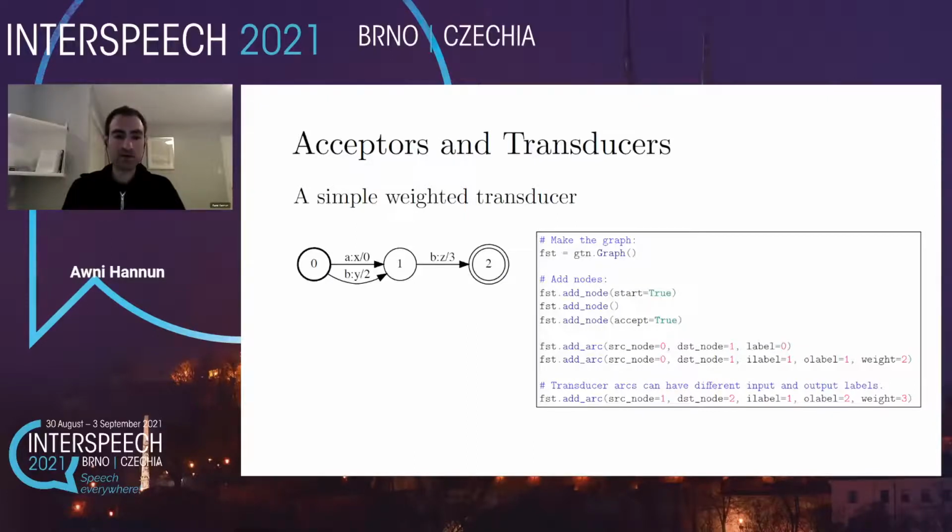In GTN, the code, transducers and acceptors are represented by the same data structure. Really, the only distinguishing criterion between a transducer and an acceptor is that the input label and the output label are not the same in a transducer. This is why a transducer is a generalization of an acceptor, because if you want to represent an acceptor with a transducer, you just have a transducer where the input label and output label are always the same.